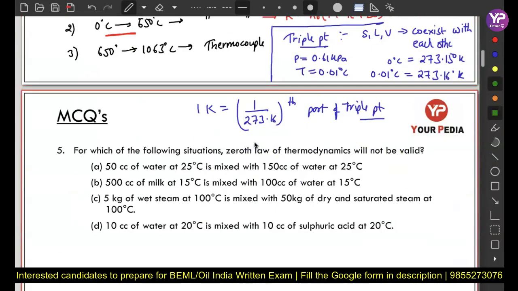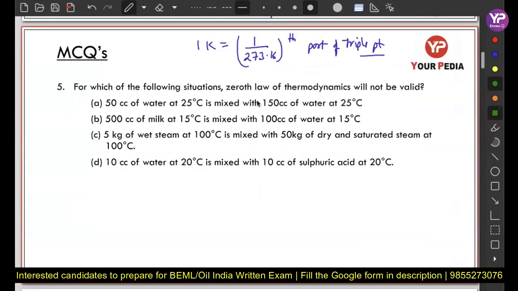Now, the next question. For which of the following situations will the zeroth law of thermodynamics not be valid? Now, what is the meaning of the zeroth law?